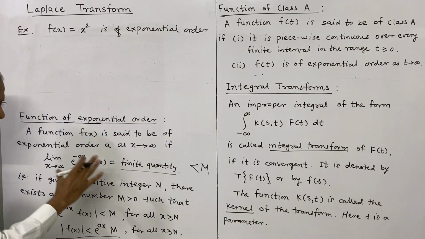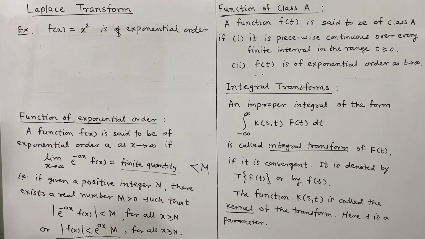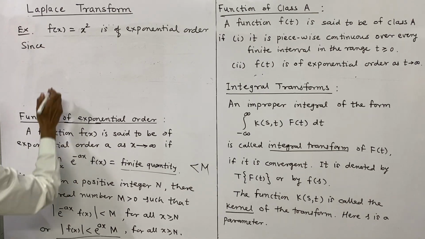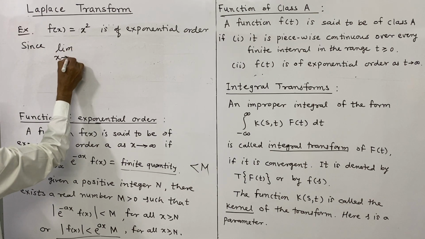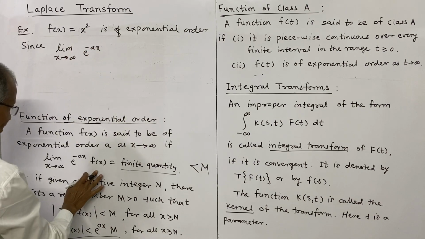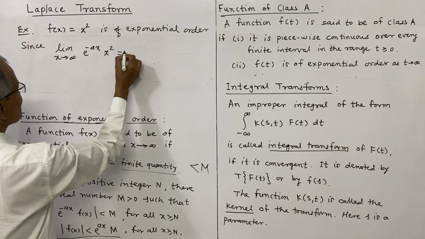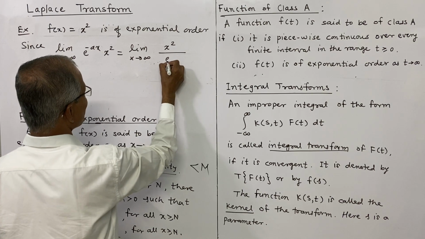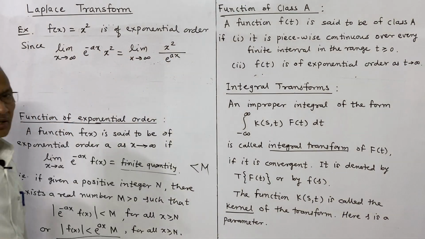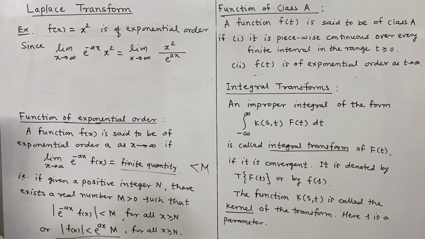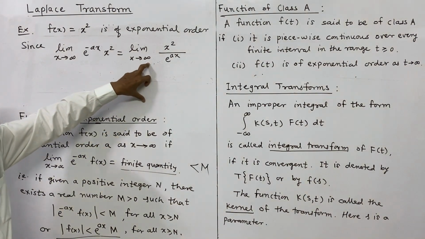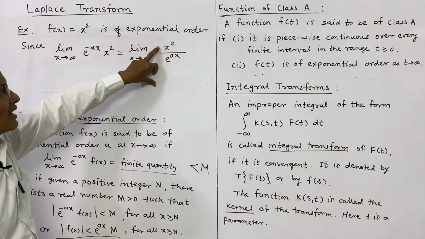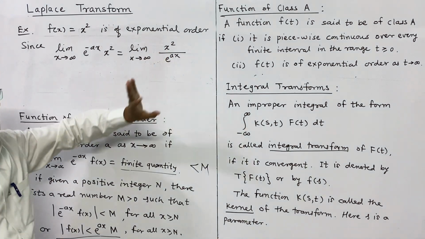Exponential order a, or simply it is called of exponential order. How to show this? By this definition, we take the limit as x tends to infinity of e power minus ax into f(x), where f(x) is x square. So this can be written as limit x tends to infinity of x square divided by e power ax. Negative power becomes positive at the denominator. Now if you put x tends to infinity here, assuming that a is positive, x square is infinity, and e power ax is also infinity.